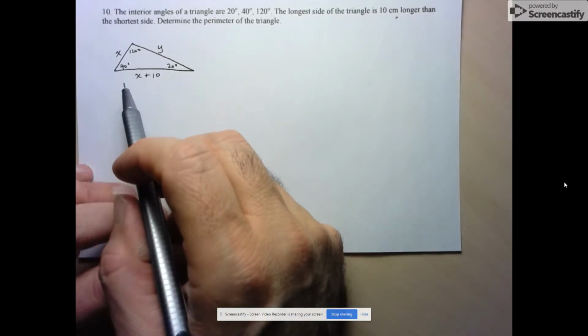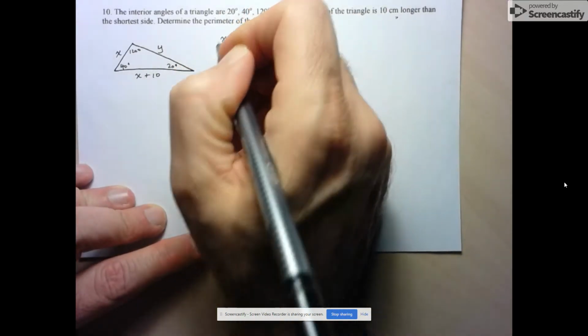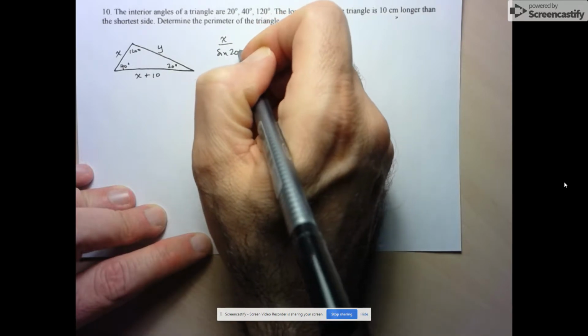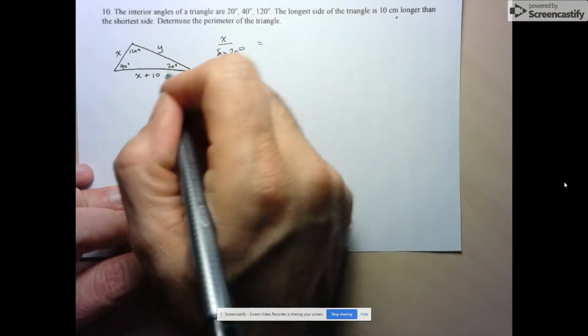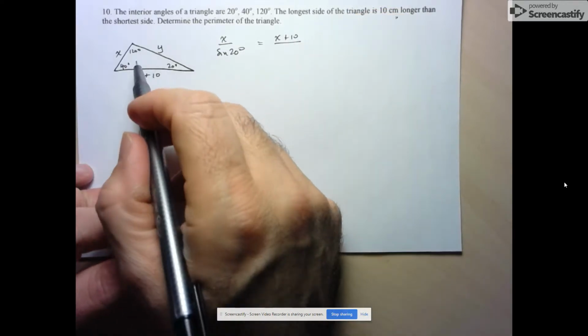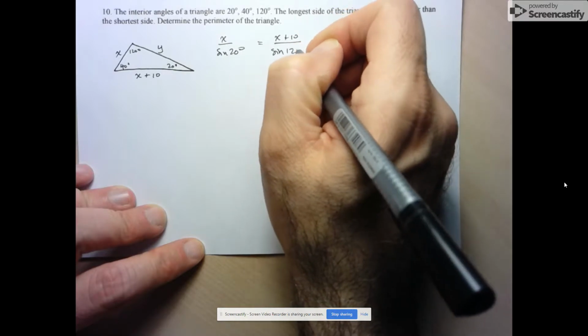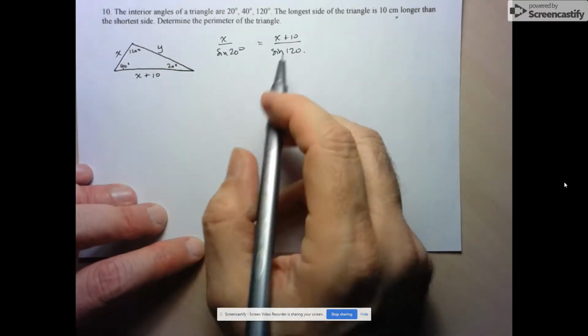All right, so let's create our equation. So we'll do x over the sine of its opposite angle, which is 20, okay, is going to be equal to x plus 10 divided by the sine of its opposite angle, which is sine of 120. Okay, and now we have to solve this equation.